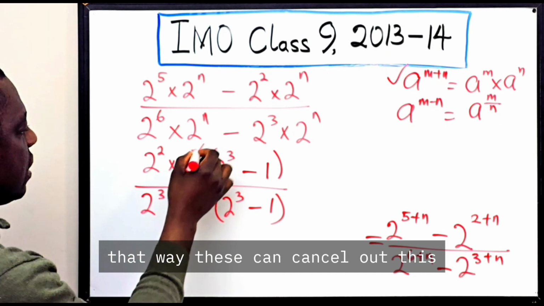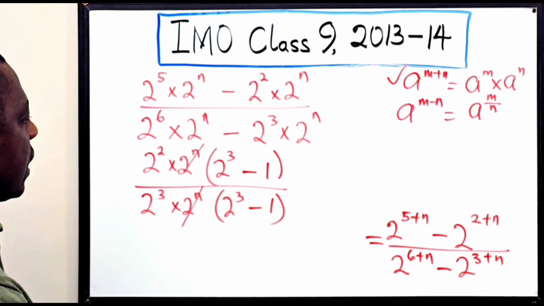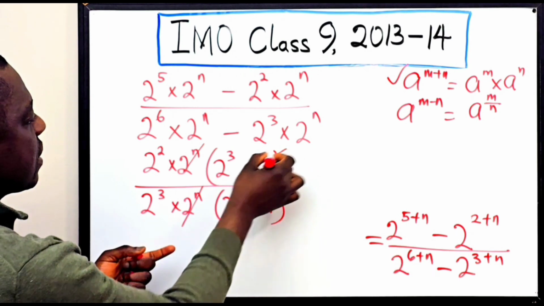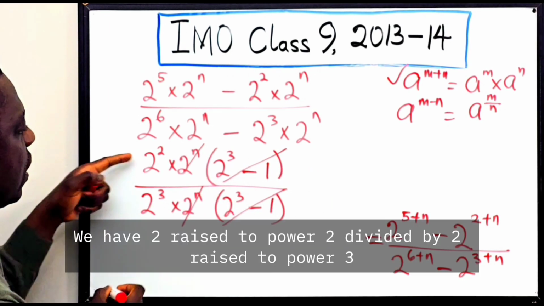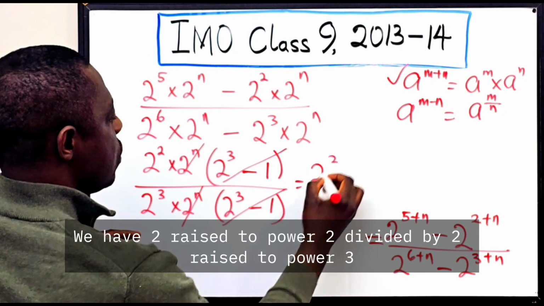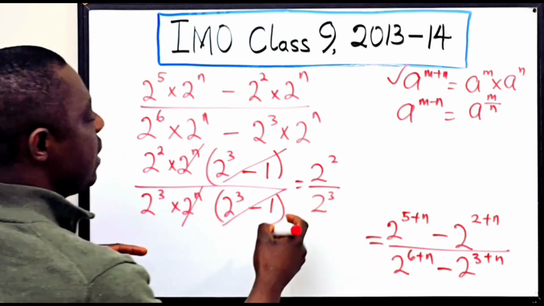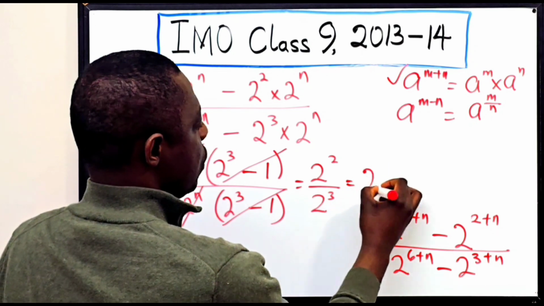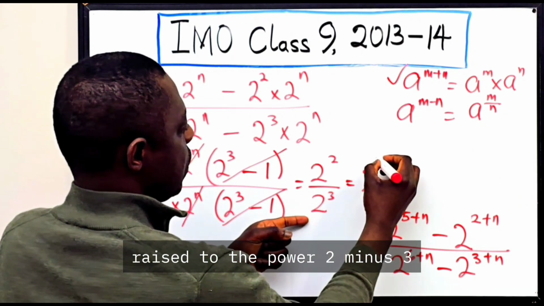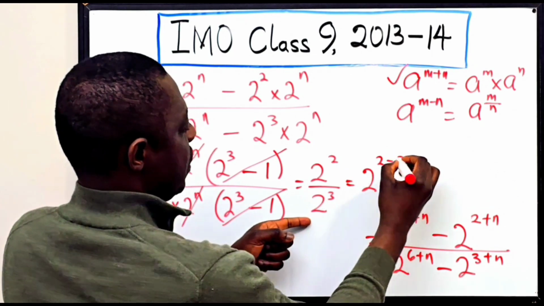So in that way, these can cancel out this. And since this is the same thing, this can also cancel out this. What do we have left? We have 2 raised to the power 2 divided by 2 raised to the power 3. Because they have the same base, it can be written as 2 raised to the power 2 minus 3.